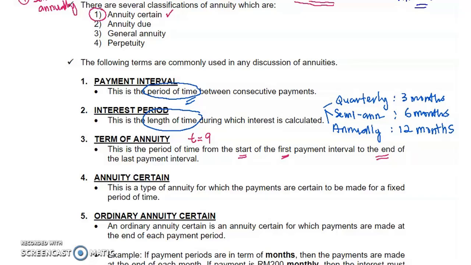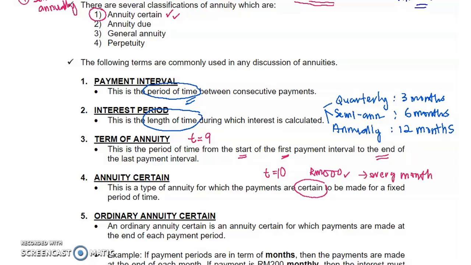Next, annuity certain, the number 1 just now. What is annuity certain? This is a type of annuity for which payments are certain. Certain means that you know, for example, that every month you need to pay 500 ringgit, to be made for a fixed period of time. For example, you know that for 10 years, you need to pay 500 ringgit every month.